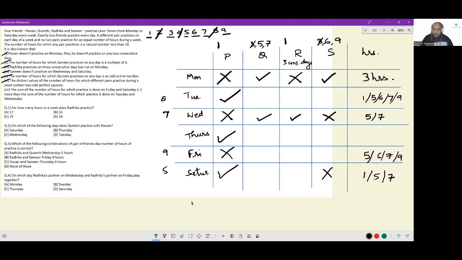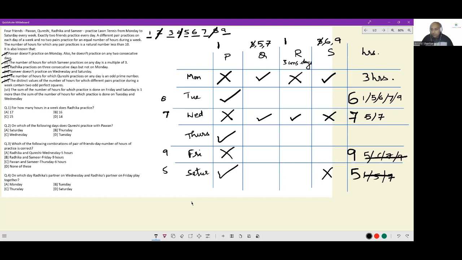1, 5 we had checked. 1, 7, 8. Can I make 9 with two numbers? No. 5, 5, 10. 5, 7, 12. Can I make 13 with two numbers from top and bottom? No. 6, 7, 9, 5 we are done. 7, 7 is not a pair. 9, 7 is 16. Can I make 17 here? No. So the only way it is possible that Tuesday and Wednesday number of hours is one less than Friday and Saturday number of hours is when this is 6, this is 7, this is 9, and this is 5.